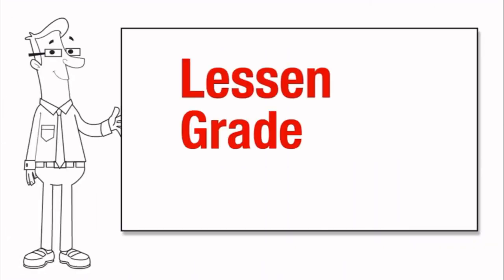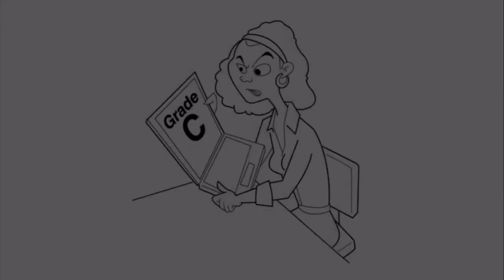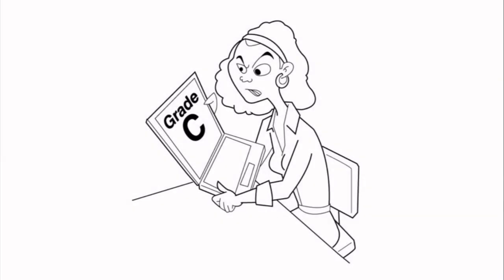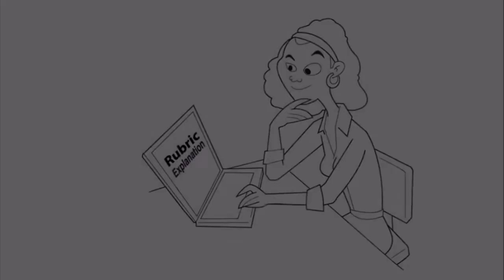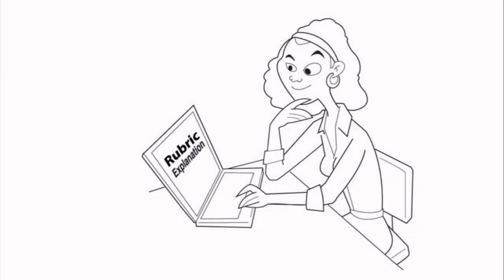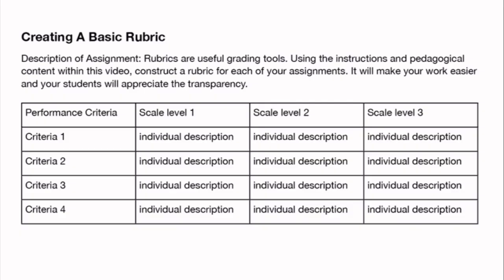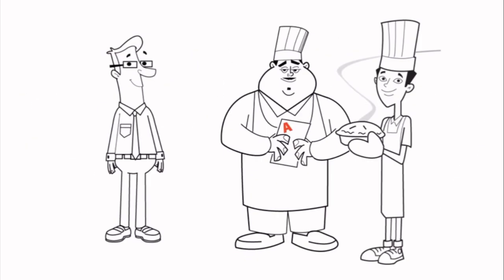Rubrics lessen grade frustrations. Sometimes students will contend that a grade is unfair and want specific reasons why they received the grade they did. Since the performance levels are clearly defined, students can review how their grade was determined. Using Matrix will make your work faster by making your grading more objective. It will help you add structure to your course, and best of all, students will appreciate the transparency.